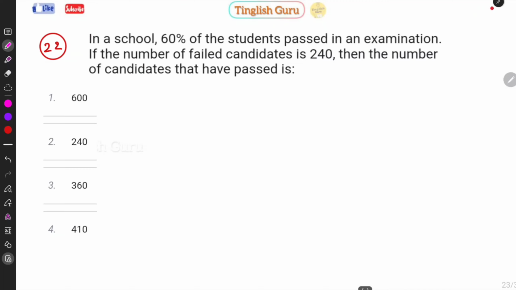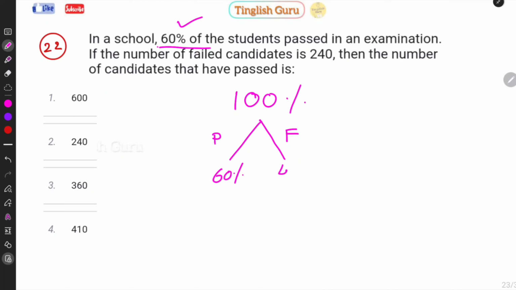Here it is given that 60% of the students passed. Let us say the total percentage is 100 and this is divided like this. This one is pass percentage and this one is fail percentage. We are given pass percentage 60%. So what will be the fail percentage? 40%, right?